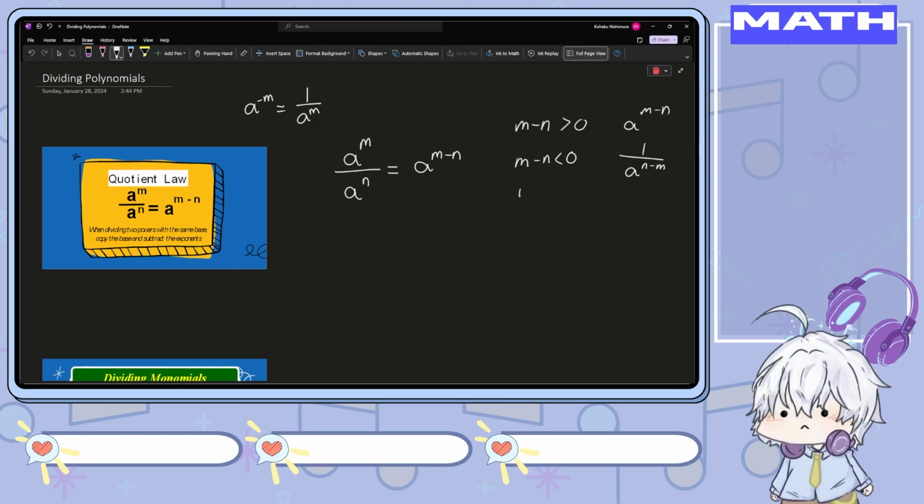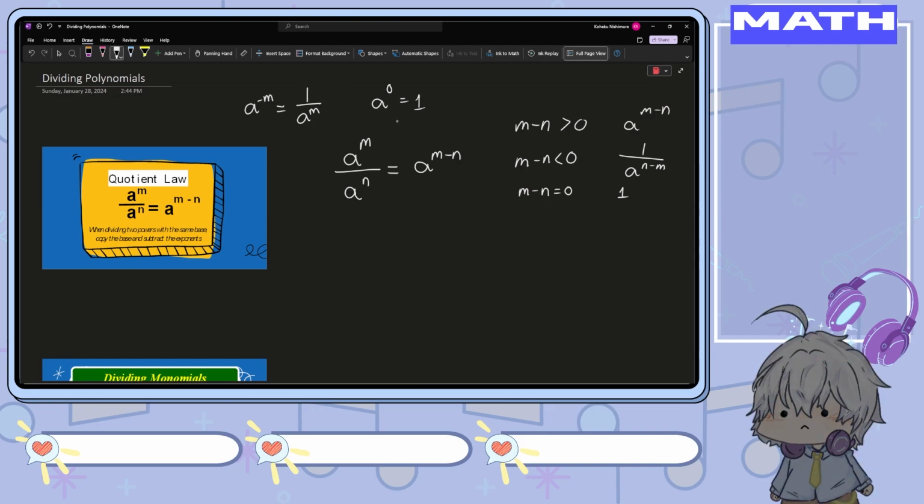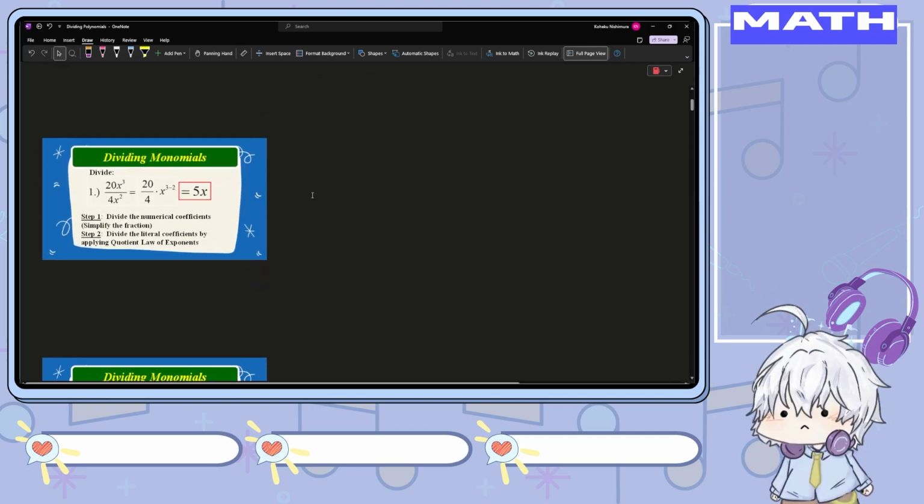Last but certainly not least, if m minus n is equal to 0, or in some cases 7 minus 7 is equal to 0, the exponent 0 gives just 1, because any number raised to 0 is equal to 1. Now, using that information, we first divide monomials by monomials. If so, let's check this one.